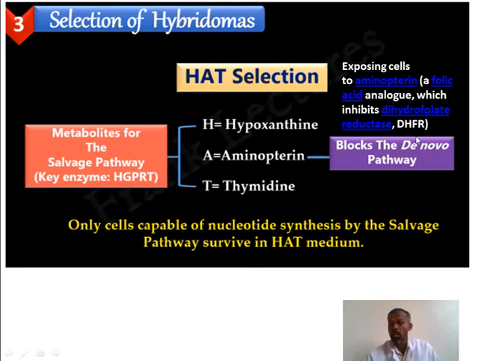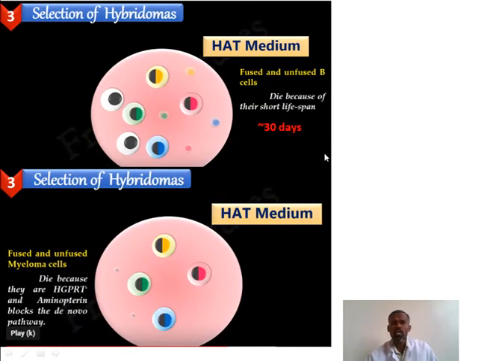Myeloma cells will die because there is aminopterin, and B cells will die after some time because B cells have a low lifespan. Okay, so this is the selection of hybridoma. Fused and unfused B cells will die because their lifespan is around 2 weeks to 1 month. After some time the unfused myeloma cells also will die because they don't have this enzyme, and the aminopterin will block the de novo pathway.